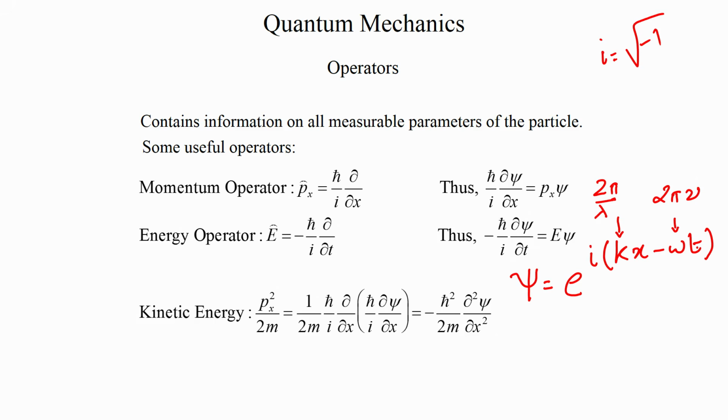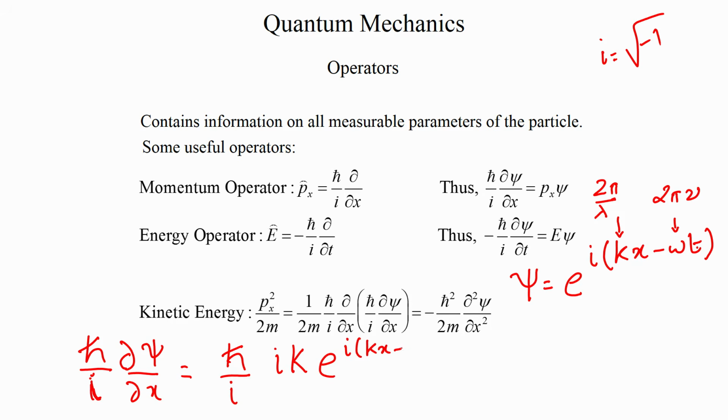Now let's use the momentum operator on this. So what is the momentum operator? The momentum operator is h bar by i dou psi by dou x. Since it's all in one dimension, you can just write it as d psi by dx, but nevertheless. So this is nothing but h bar by i, and taking the derivative with respect to x, you have i into k, into e to the power i(kx minus omega t).